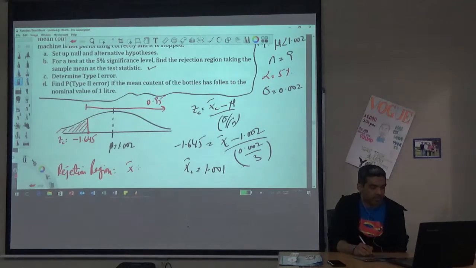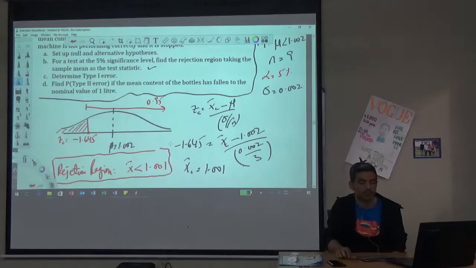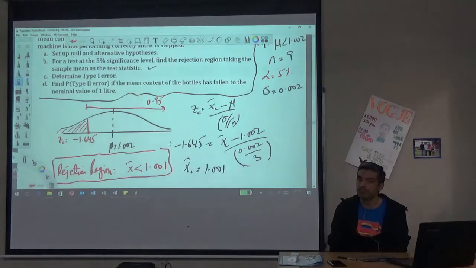is X bar less than 1.001. That's your rejection region. So if we ever do the test and the sample mean comes out to be less than 1.001, that's when you reject the null hypothesis. If it's over 1.001, then you don't reject, you accept. Okay.